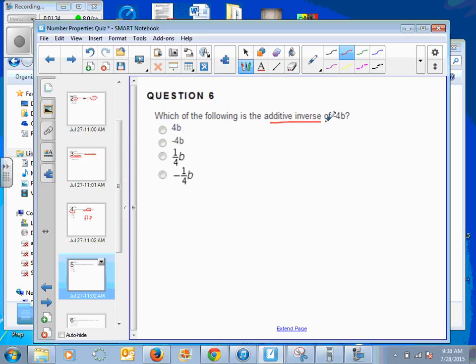Now, additive inverse. Okay, additive inverse, we're just going to do the opposite. Again, in this case, flipping means just changing. You have a minus 4b. Well, the additive inverse would be a positive 4b. Additive inverse, we're going to do the opposites.